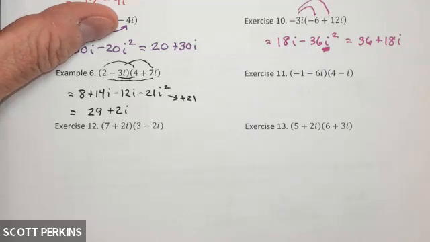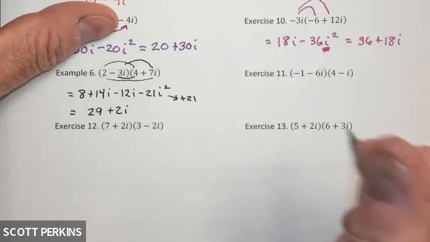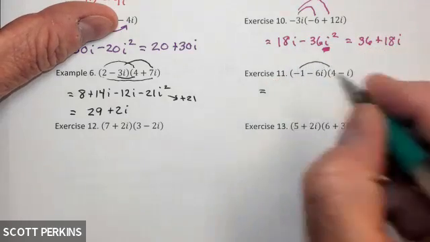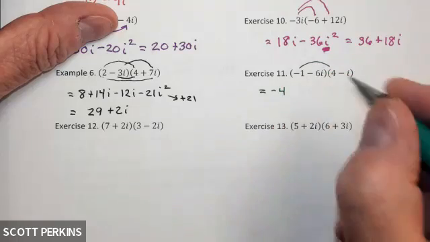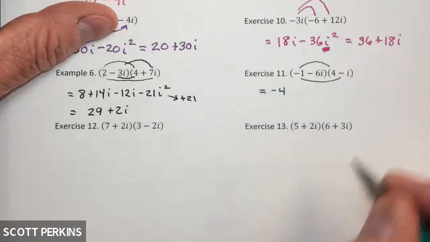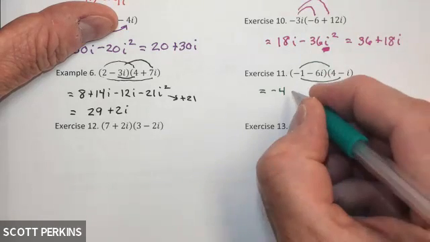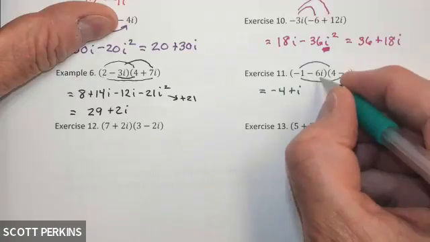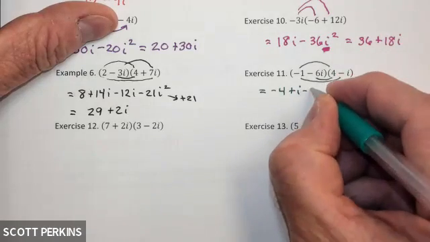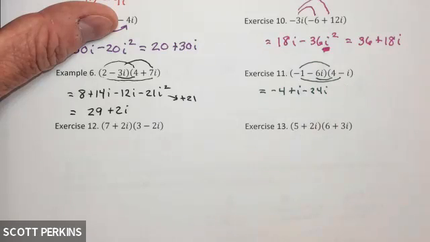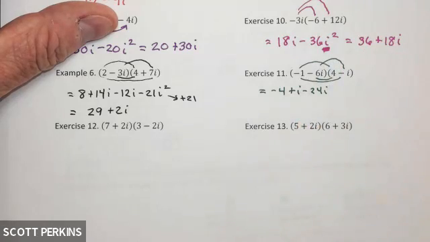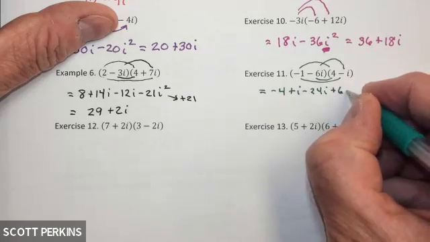All right, here we go. First, outers, inners, last. Check your work with my work. Ask questions as necessary. So my firsts, -1 times 4 is -4. My outers, -1 times -i. A negative times a negative is a positive 1i or just plus i. My inners, -6i times 4 is -24i. And then last but not least, a -6i and a -i. A negative times a negative is plus 6i squared.